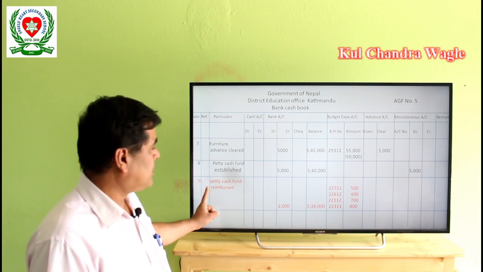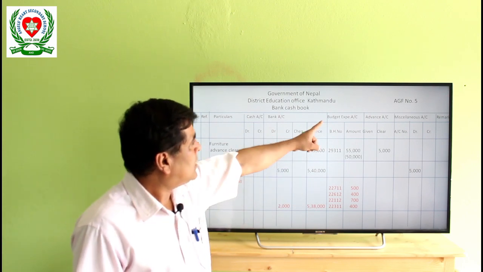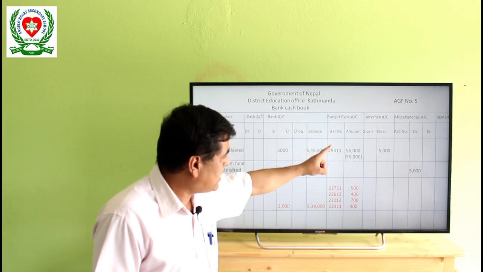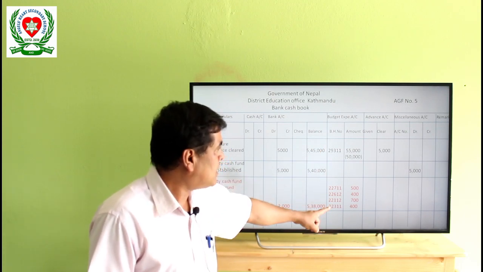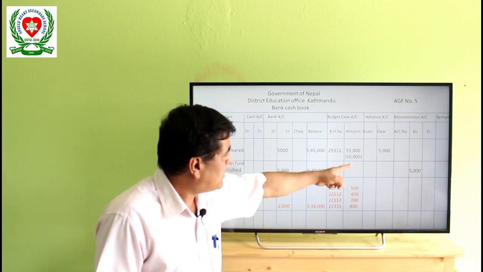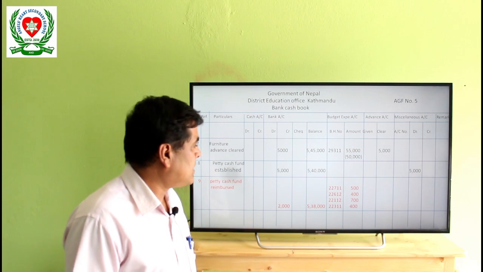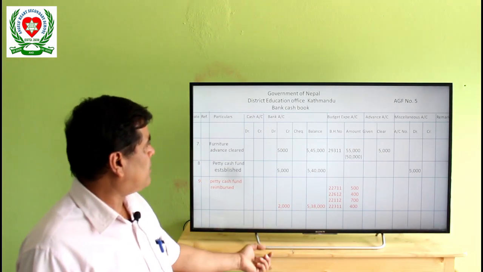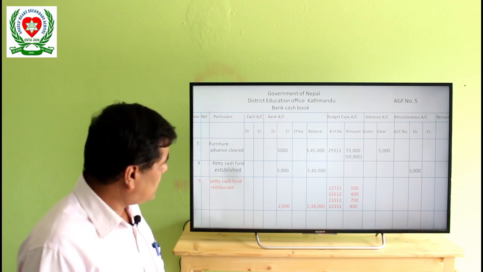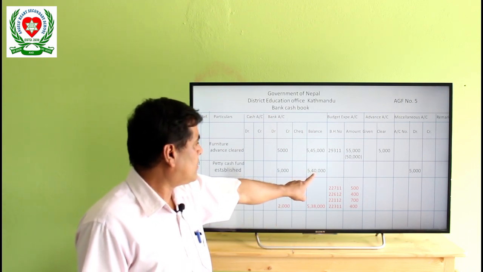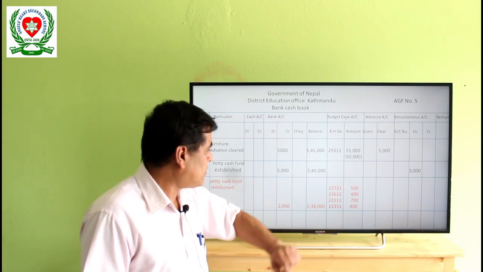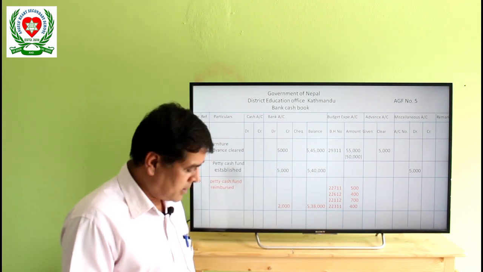Petty cash fund reimburse. In the budget expenditure head, all the heading or head numbers, the budget expenditure head number should be mentioned as previous, and expenditure should be written in this way, and the total amount should be written in the credit column of the bank account, and for the balance of bank we have to subtract 2000 from 5,40,000, now 5,38,000.